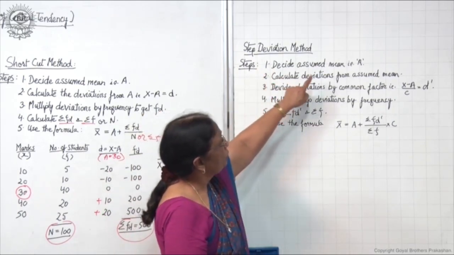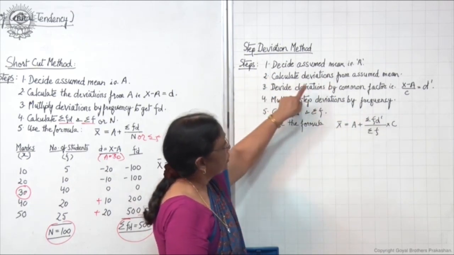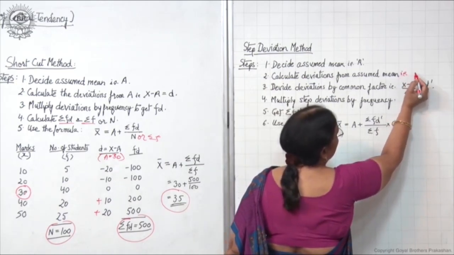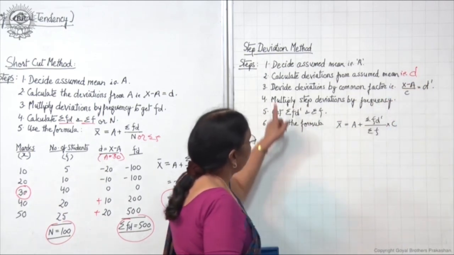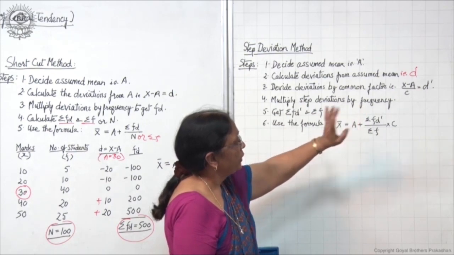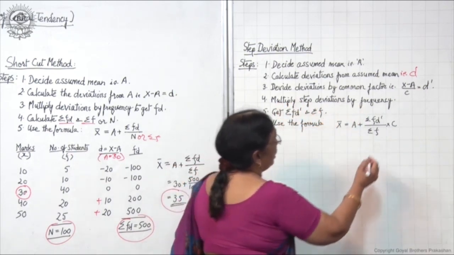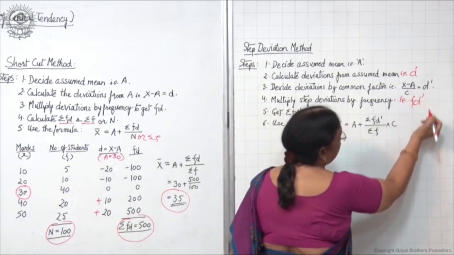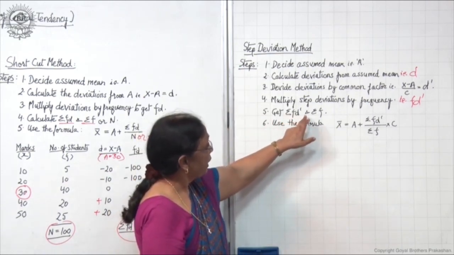First, decide assumed mean and name it as A. Second, calculate deviations from assumed mean, and this will be D, right? Divide deviations by common factor. X minus A upon C is equal to D dash. Multiply step deviations by frequency, and what we will get? F D dash.